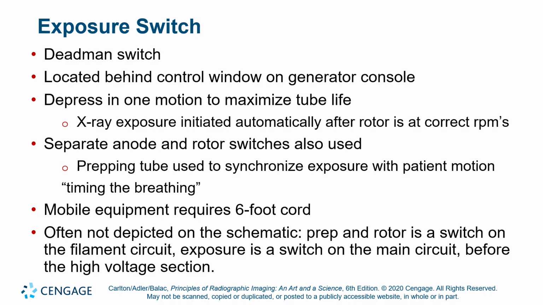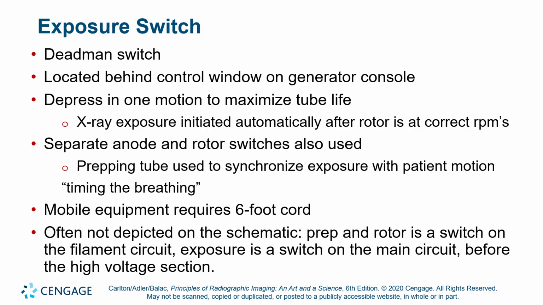Your exposure switch is supposed to be located behind the control panel on the generator console, the settings where you select kVp and mAs. It's supposed to be right there next to the selections for kVp, mAs, and time. And it's supposed to be in the control booth. Okay. It's supposed to have a short cord or no cord, because the last thing we want to do is give the technologist the ability to bring the exposure switch in the room. We want you to stay behind the lead barrier in the control panel or in the control booth. Okay.